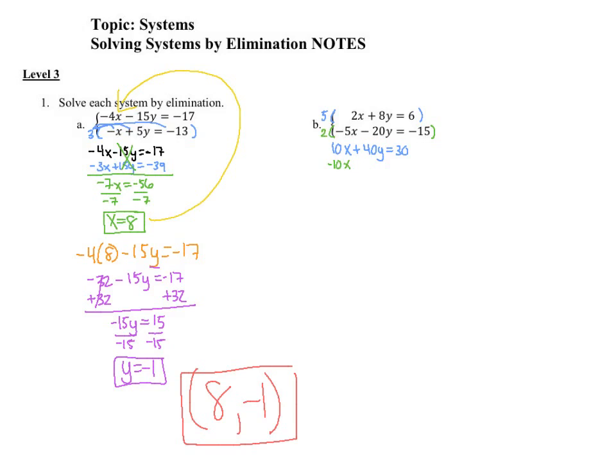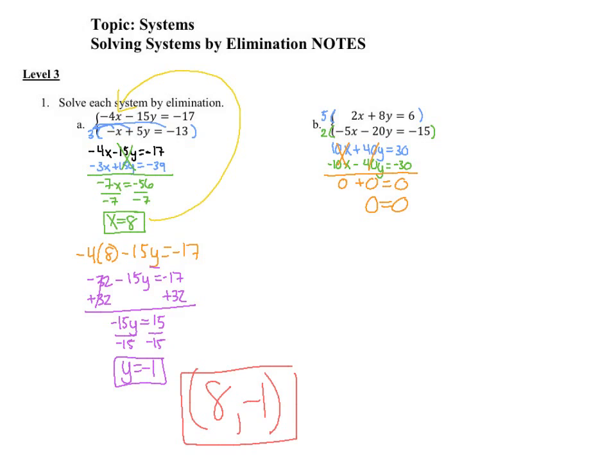So 2 times negative 5 is negative 10. 2 times negative 20 is negative 40y. And 2 times negative 15 is negative 30. Now we have to eliminate. 10 minus 10, that's 0. That cancels out. Well, look what happens. I have 40 minus 40, and that also cancels out to be 0. And 30 minus 30 is also 0. So my answer is 0 equals 0.